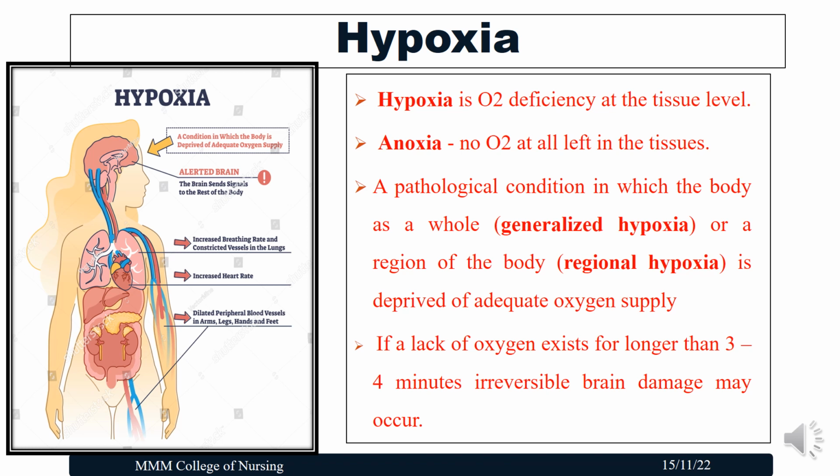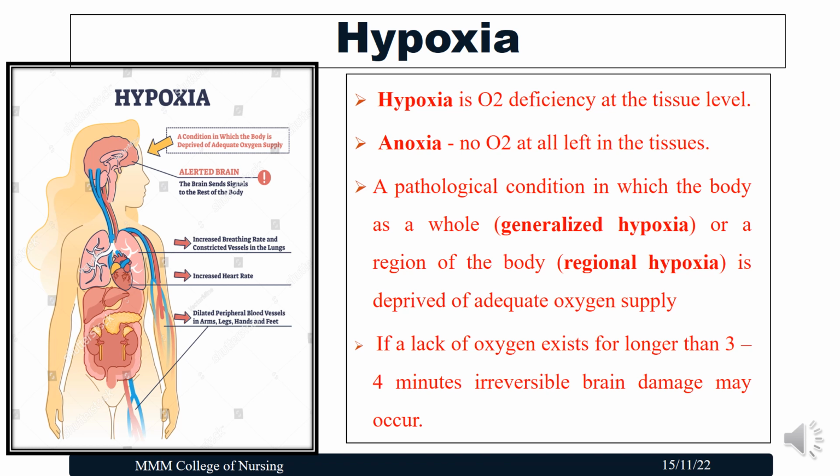Hypoxia is a condition in which there is decreased oxygen to the tissue level. Anoxia is a similar term where there is no oxygen left in the tissues. Hypoxia and hypoxemia are similar words, but not the same. Hypoxia is defined as a decreased oxygenation to the tissues, and hypoxemia is defined as a decreased oxygen in the blood.